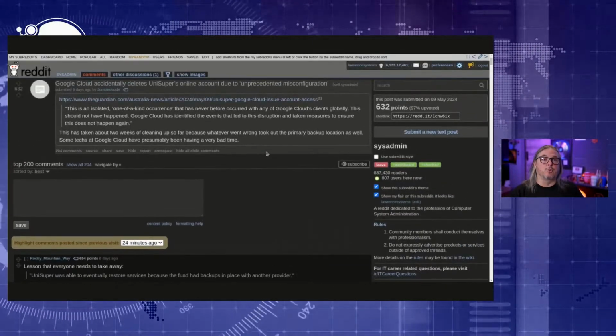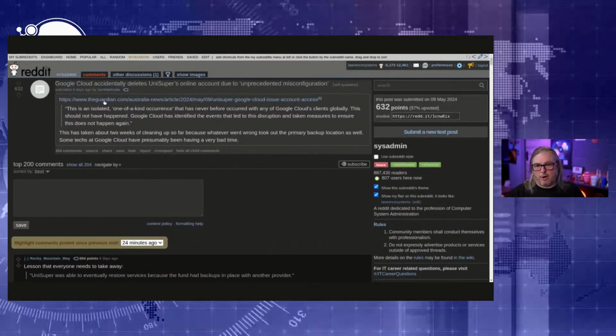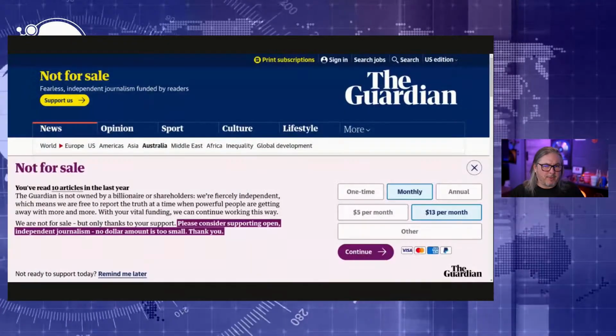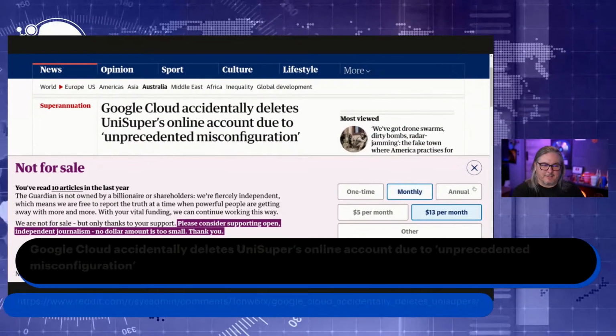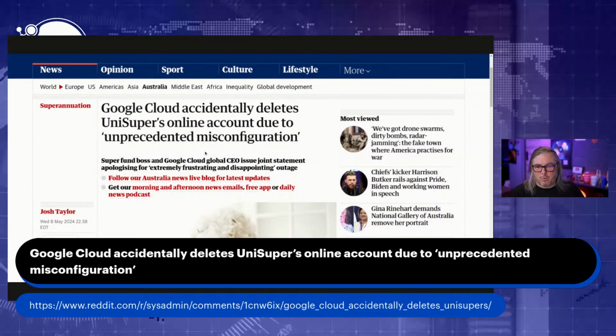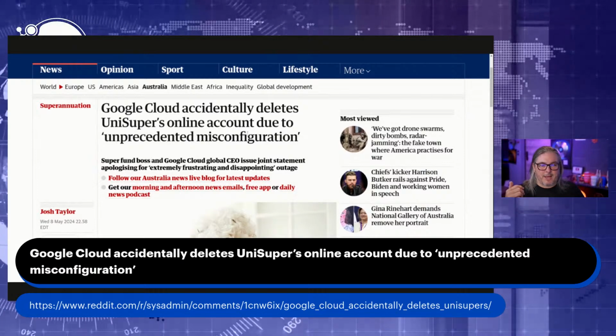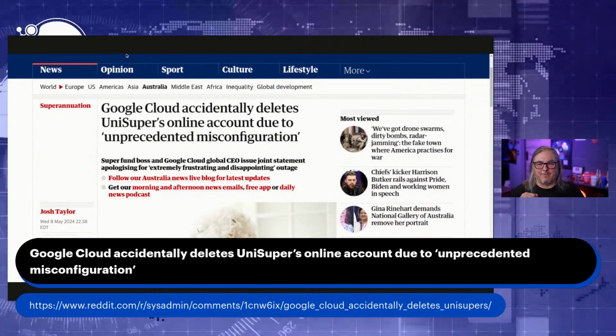And this is a huge, this is an article over in the Guardian, but I pulled up the Reddit one because I think the Reddit discussion is a little bit better, and the fact that the Guardian has a stupid paywall behind it. But Google Cloud accidentally deletes UniSuper's online account due to unprecedented misconfiguration.